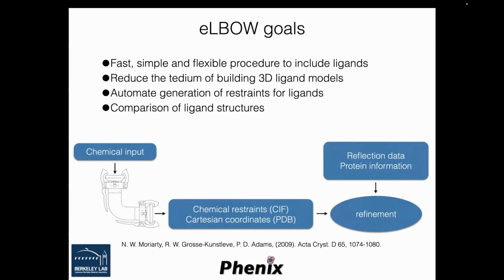So Elbow was written a while ago, and it's designed to make this tedious job easier. It takes any chemical input and creates the two files, restraints and coordinates. And then you just need your protein and your reflection data to go on to refinement.